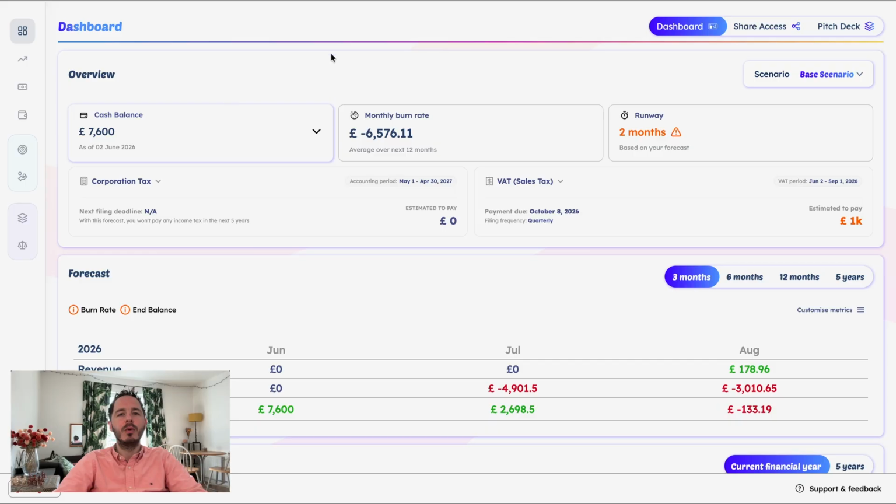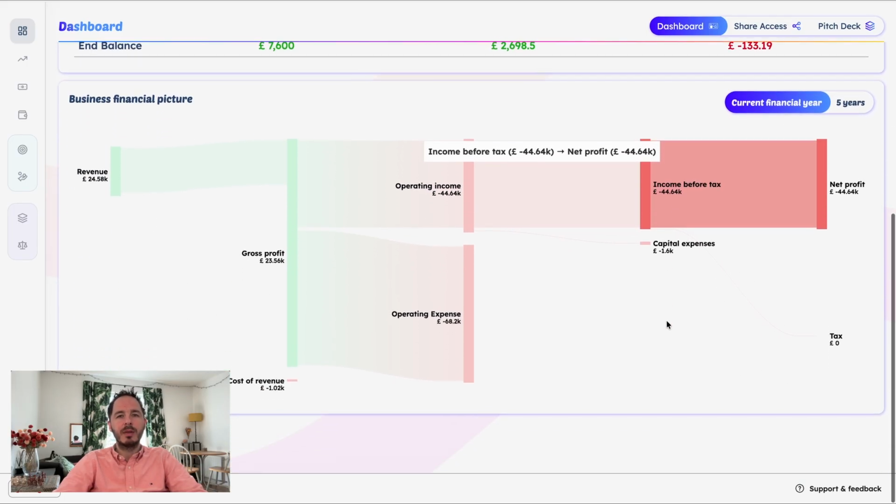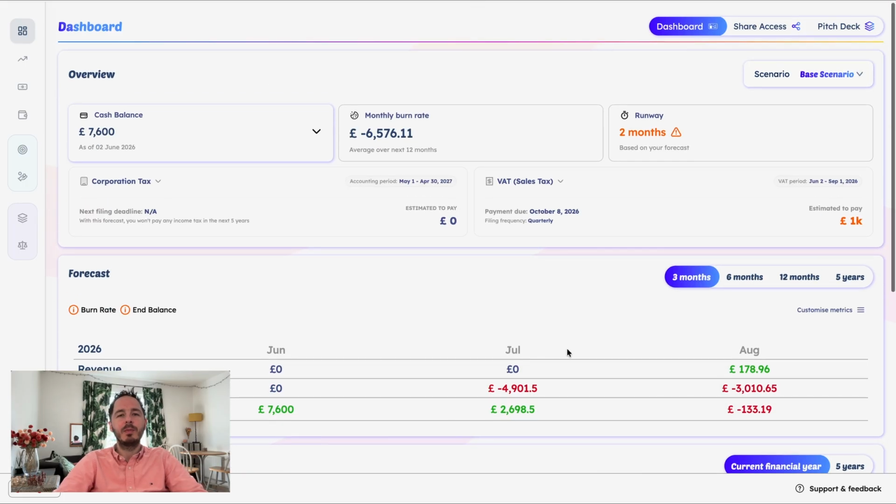By the end, you will not only have a complete investor-ready financial model built in Uniflow, but also a clear understanding of the story behind the numbers so you can speak with investors confidently and clearly.